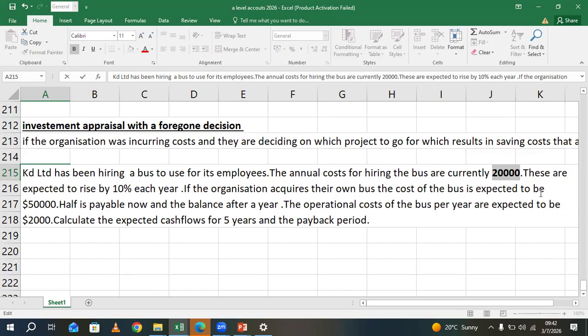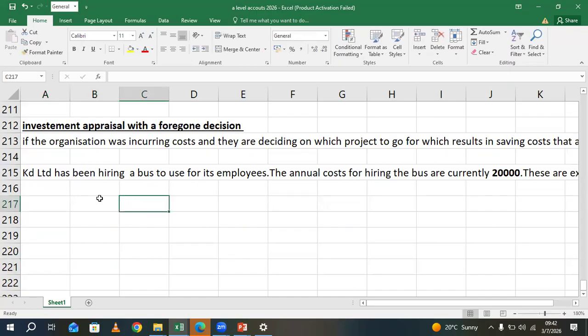Then if we buy a bus, we are going to pay 50,000 and we pay half now. As long as it's now, we are in year 0. If 50,000 is being paid now, half is paid now, it means it's being paid in year 0, and the balance is being paid after a year.